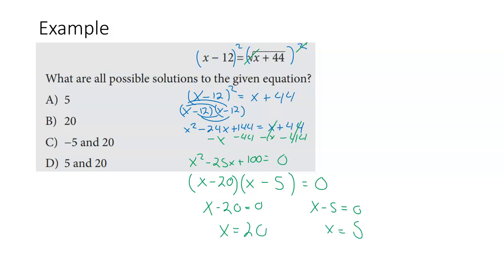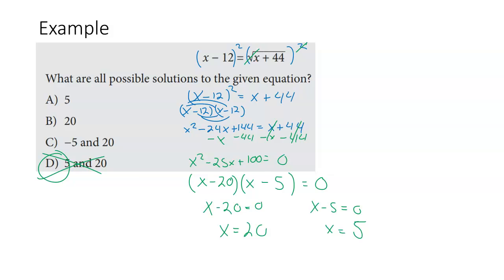20 and 5. So you might be like, yay, we got 20 and 5. There's my answer. Wrong. Why? Because you can't get a negative square root. You're really close. So when we square our radical, we introduce the possibility of extraneous solutions. While they satisfy this quadratic, they don't fully satisfy the original equation. So we have to plug them back in to check to see which ones work and which ones don't.